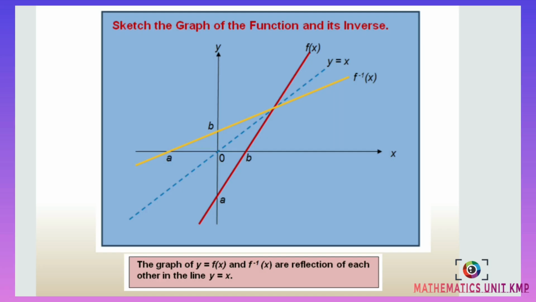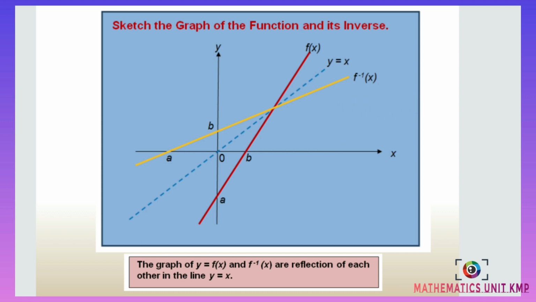Okay, we continue our lesson on sketching the graph of a function and its inverse. Referring to the graph, the red line is the graph f(x), which intercepts the y-axis at A and the x-axis at B. The dotted blue line, y equal to x, is called the reflection line or the symmetrical line. And the yellow line is the inverse function.